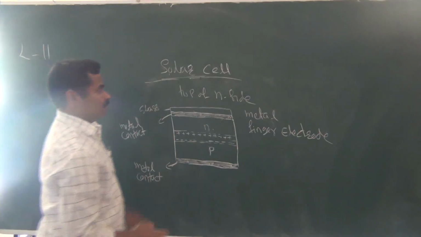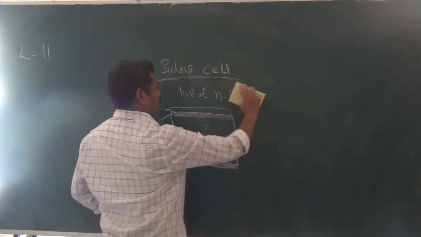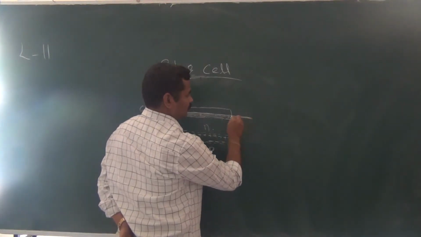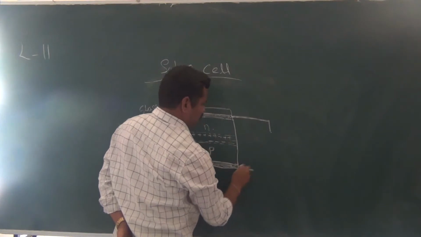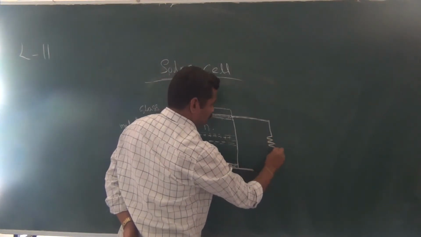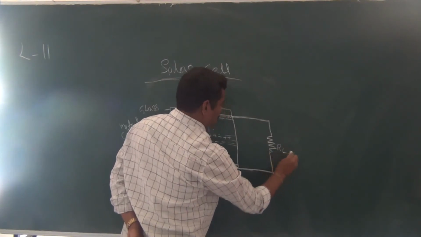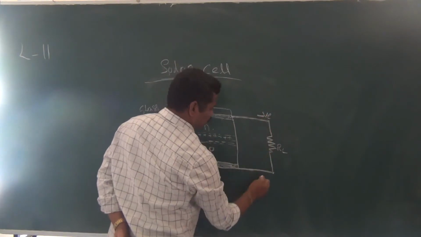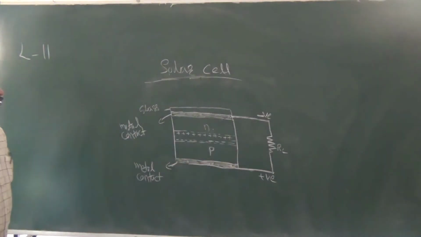And look here, the important thing: you can connect a load resistance here, RL. This is the negative terminal, and this is the positive terminal. Look here, once again let me repeat the construction.